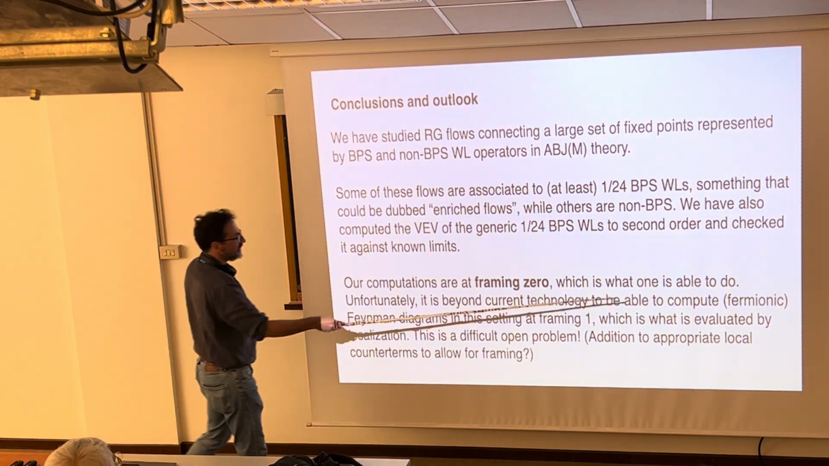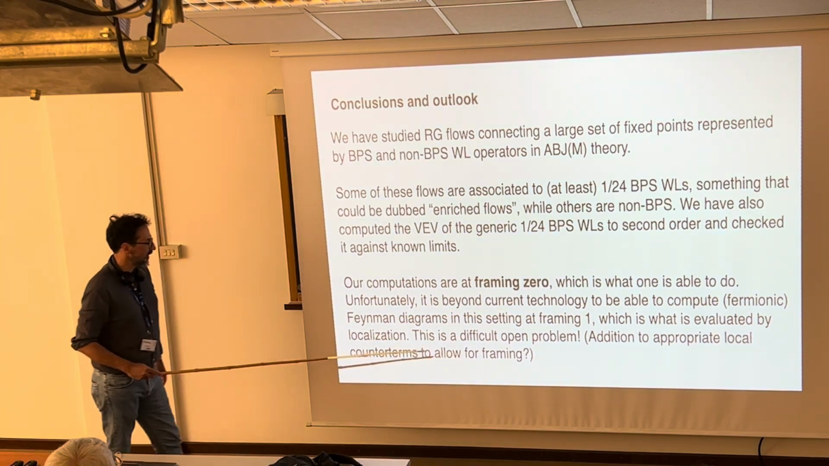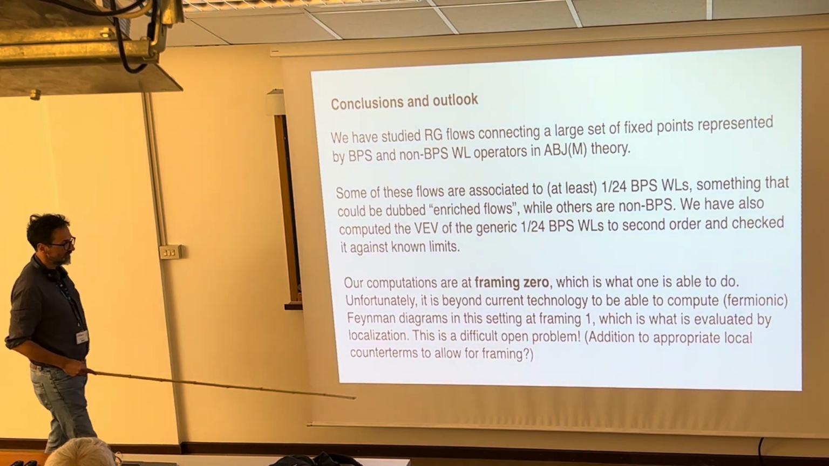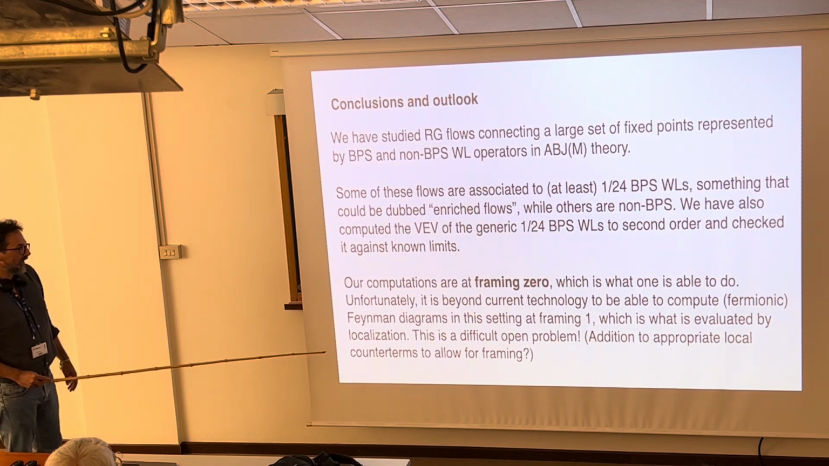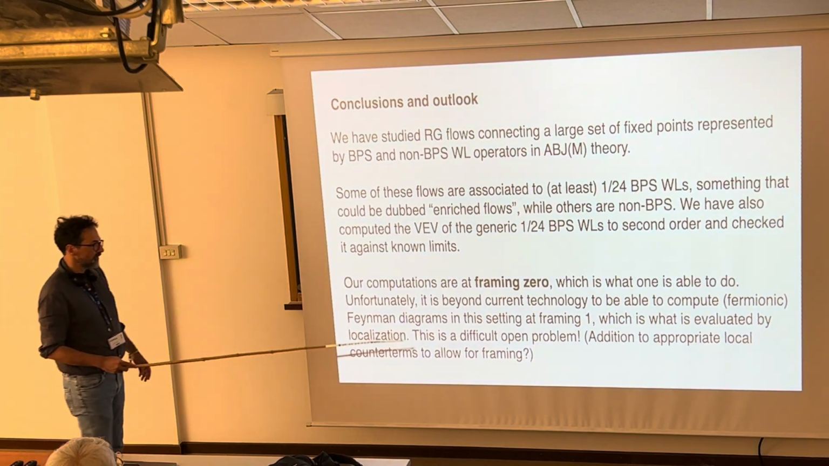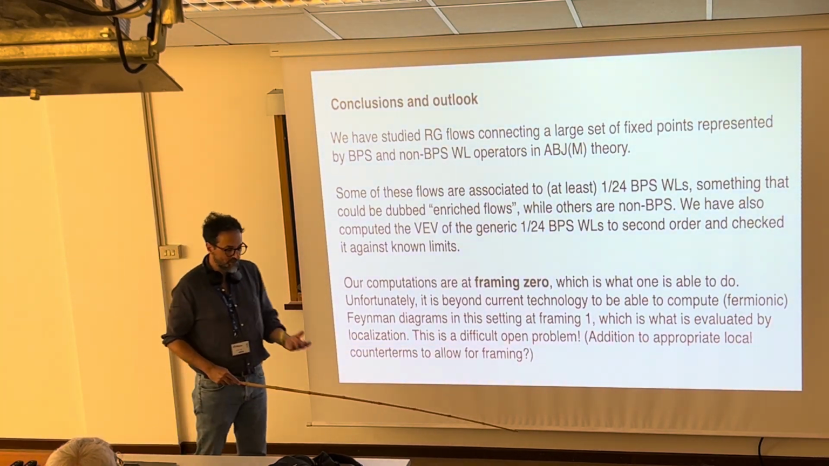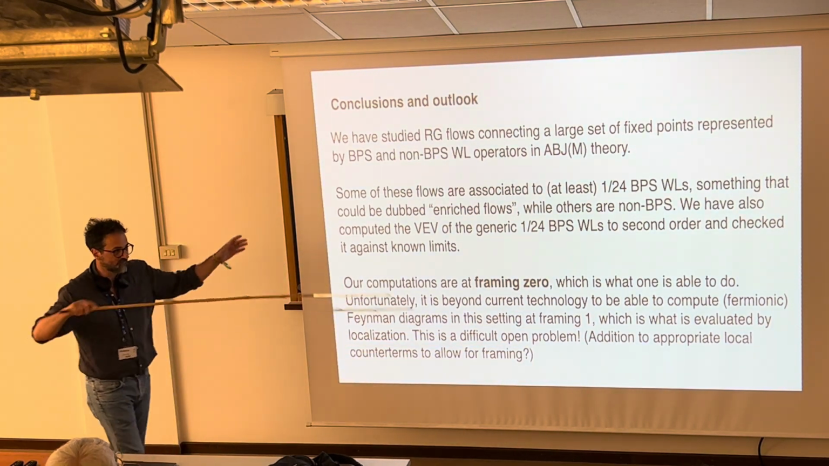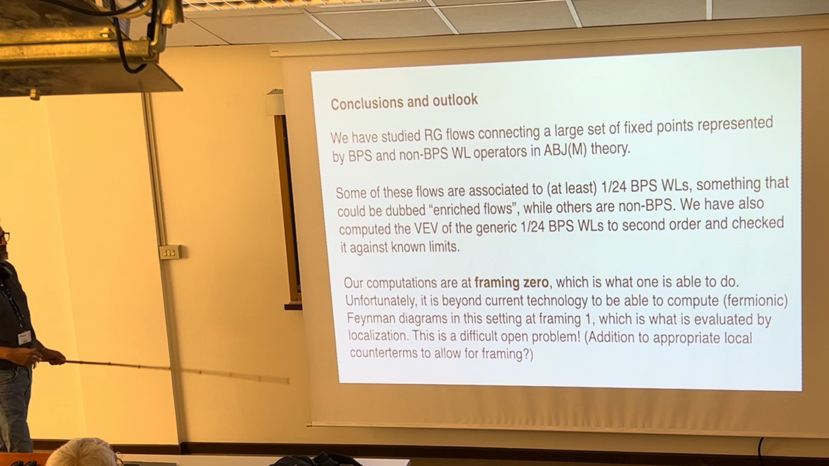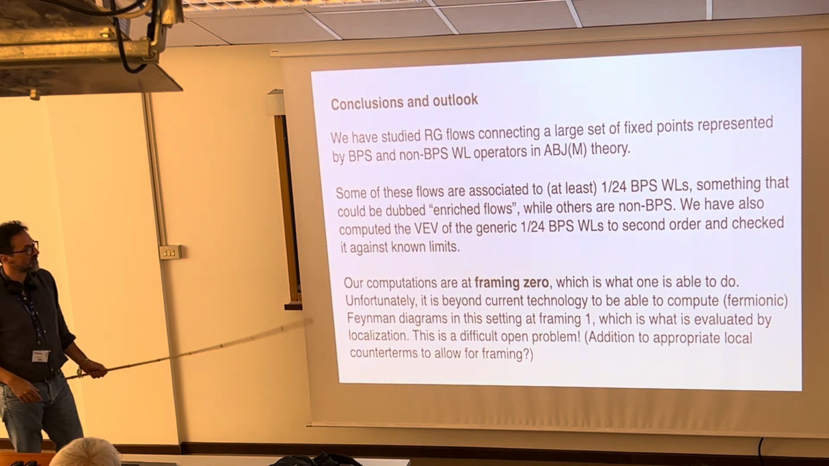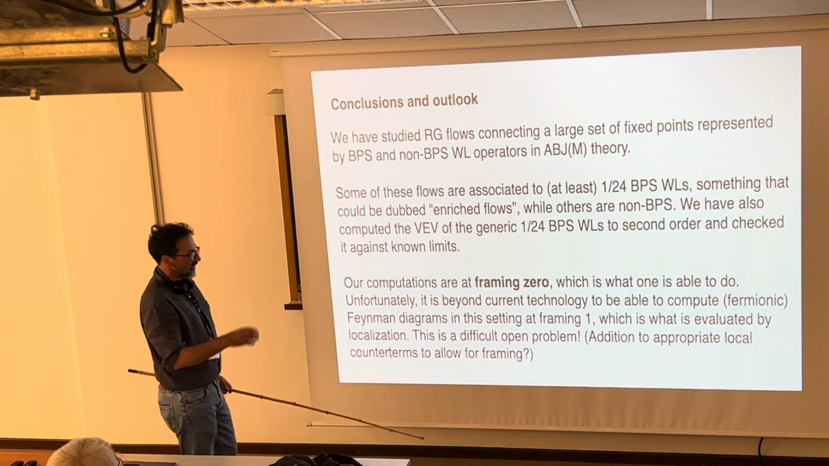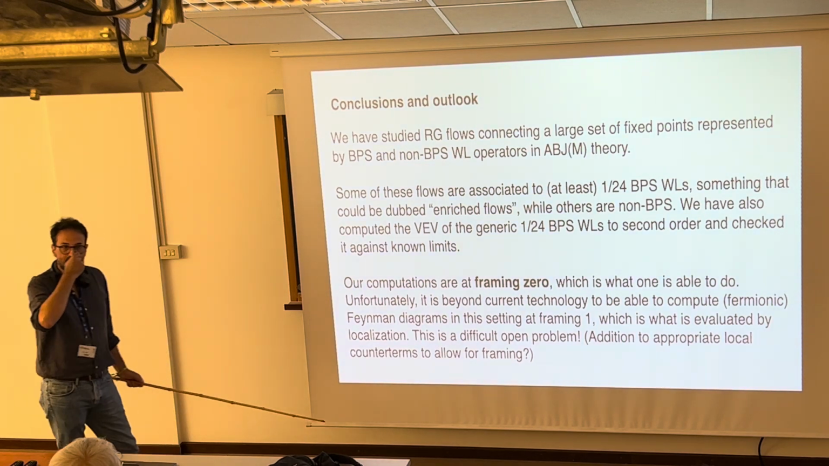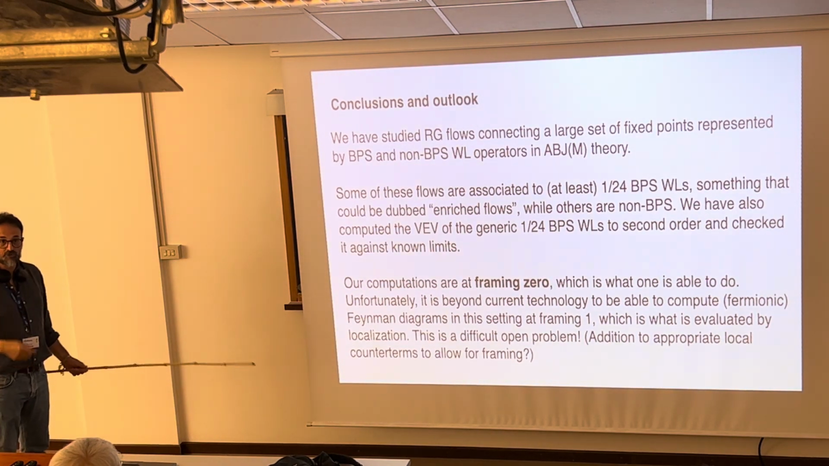So the problem is when you have fermionic integrals, integrals coming from fermionic Feynman diagrams, at framing 1, which is what is being evaluated by localization. It would be nice to find, in general, not only for our paper but for hundreds of other papers that have been done in perturbation theory in ABJM, a direct way to compute things in perturbation theory at framing 1.